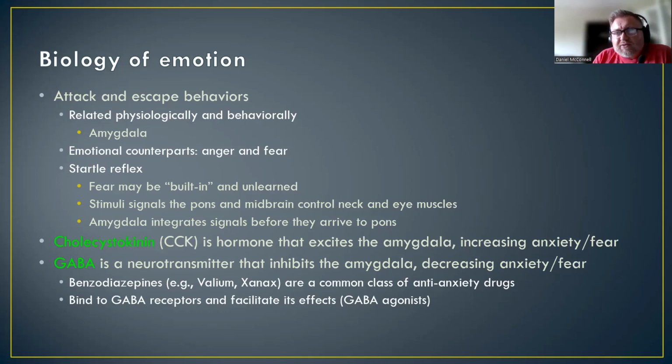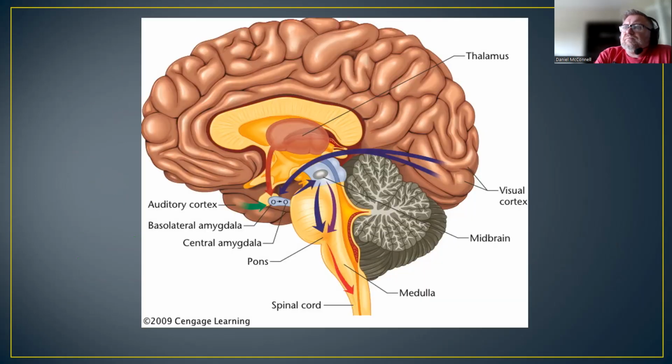So it then makes sense that we look at the drugs that are used to treat anxiety, which are generally benzodiazepines. And what they do is they mimic GABA, right? And they attach to the GABA receptors, have a high affinity to the GABA receptors, and therefore they serve as GABA agonists, mimicking the effect of GABA in the brain, and therefore inhibiting the amygdala and decreasing fear and anxiety.